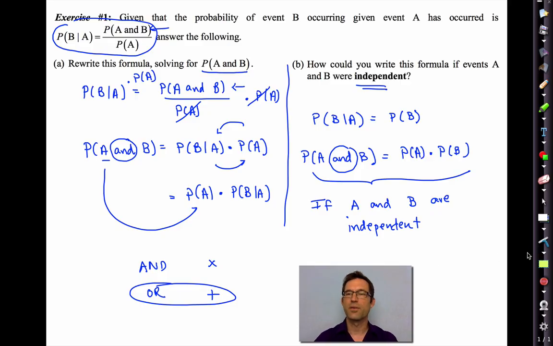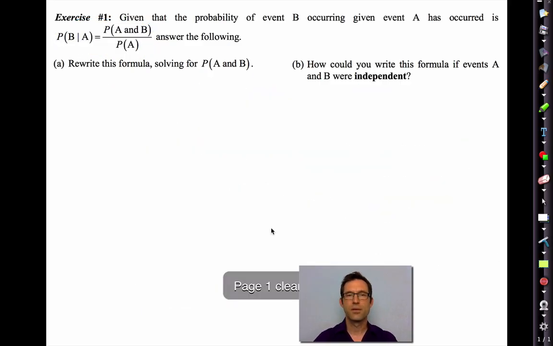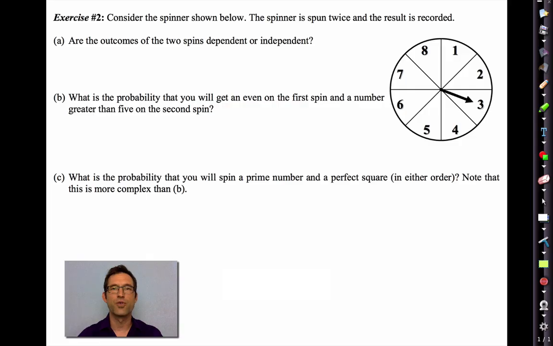Okay, I'm going to clear this out. Let's take a look at exercise number 2. Consider the spinner shown below. The spinner is spun twice. Boy, it's amazing. As soon as we spin something twice, and the result is recorded. Are the outcomes of the two spins dependent or independent? Think about this a little bit. All right. Well, in theory, they are independent.